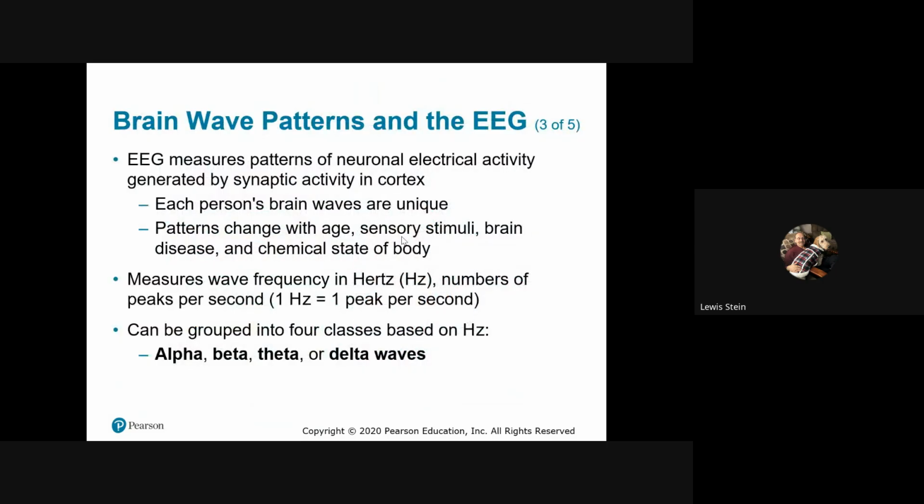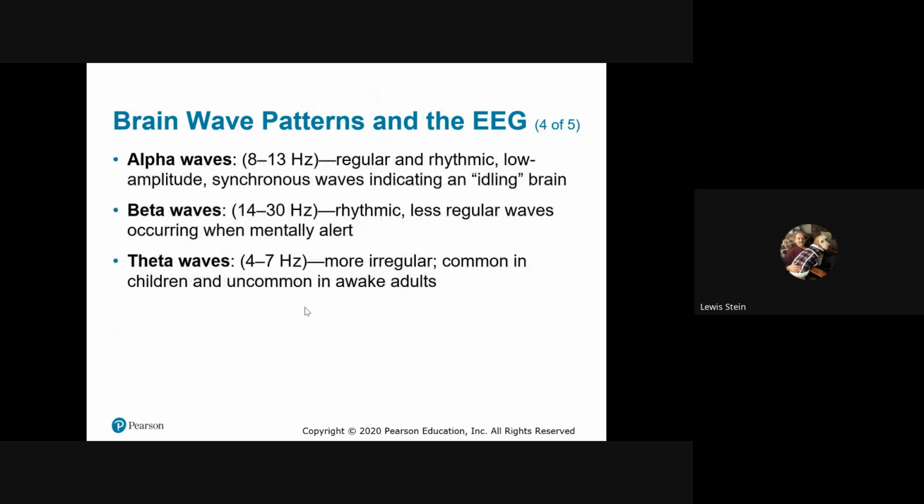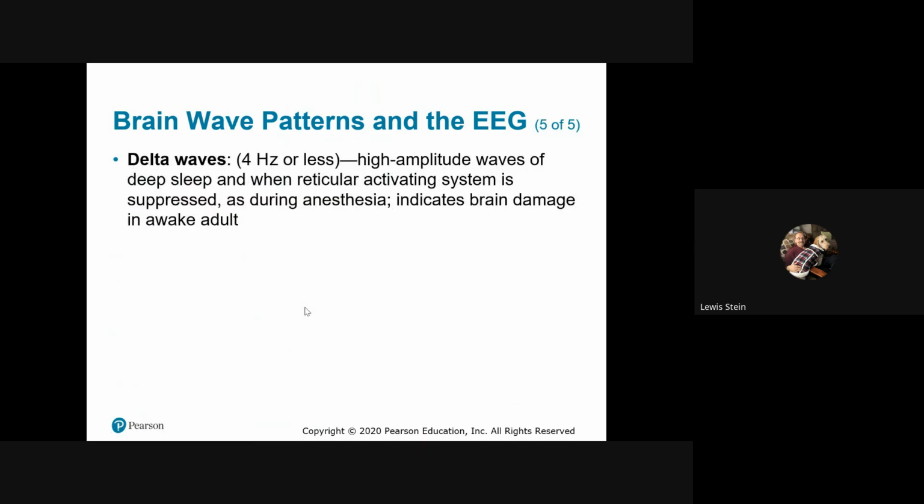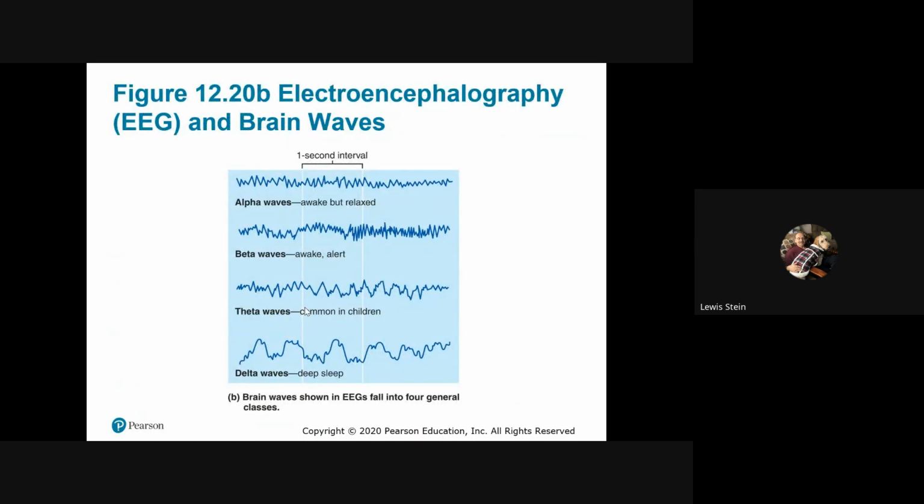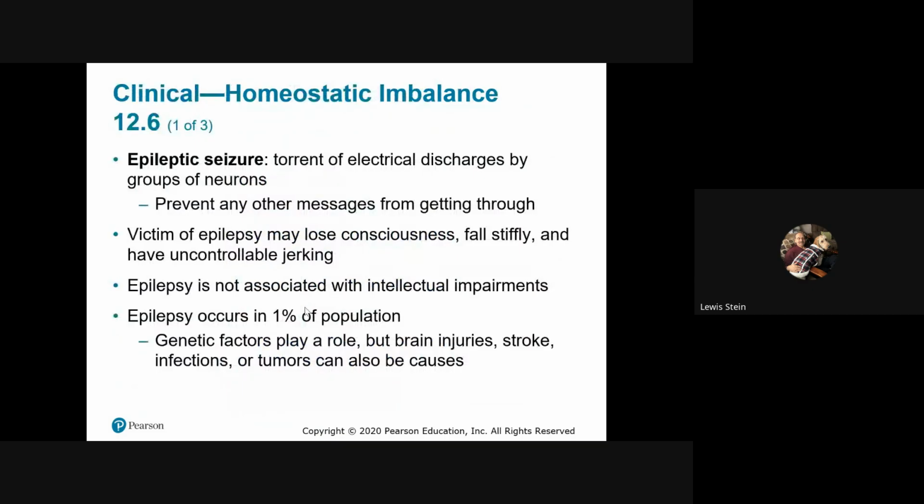And there are different kinds of brain waves, based on how they're measured, what's called cycles per second. Don't know anything about it. You can read through this. I've seen them interpreted. No way to do it. So basically, this is the idea of the short circuit or torrents of electrical discharges.